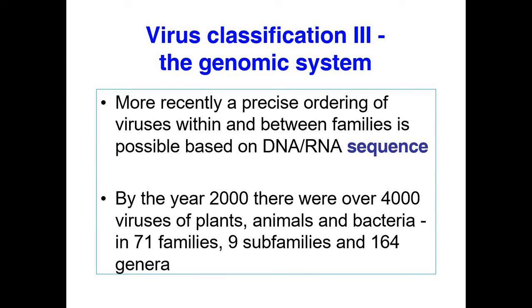The virus classification, third: the genomic system. More recently, a precise ordering of the viruses within and between the families is possible based on the DNA and RNA sequences. By the year 2000, there were over 4,000 viruses of the plants, animals and bacteria in 71 families, 9 subfamilies and 164 genera.